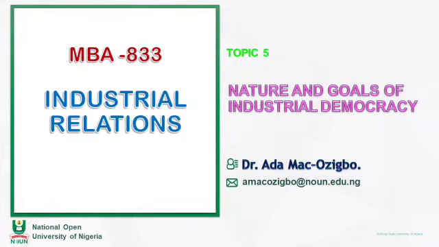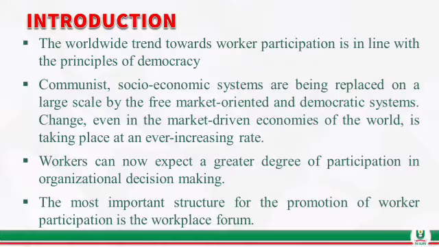Topic 5. Nature and Goals of Industrial Democracy. Industrial democracy is involvement of employees in the running of, say, the industries, factories, companies, and so on. And it is an arrangement which involves workers making decisions, sharing responsibility and authority in the workplace. The worldwide trend towards worker participation is in line with the principles of democracy.